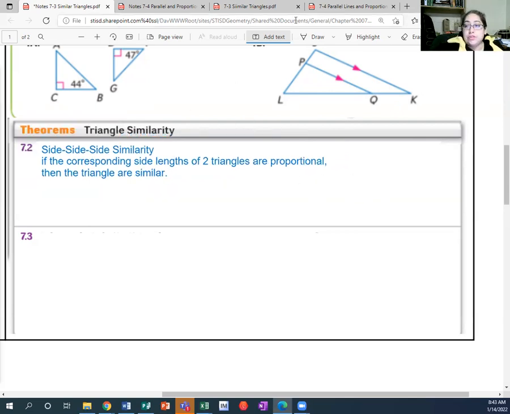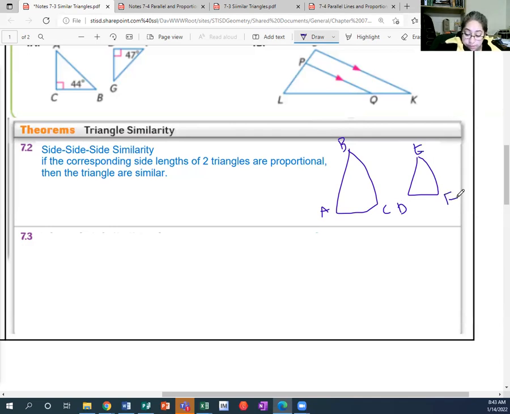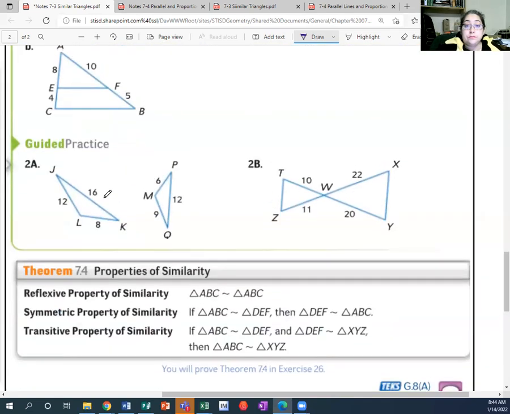So if I'm trying to show that triangles are similar, but I only know information about the side lengths, what you want to do is set them up in some sort of proportion. And if you can get those fractions to be equal to each other, then we can say that the triangles are indeed similar. I'm going to do an example of that here on this one. Let me scroll down to 2A. This one right here.